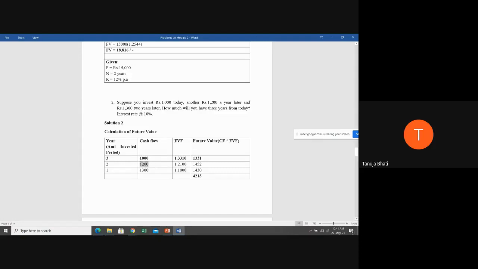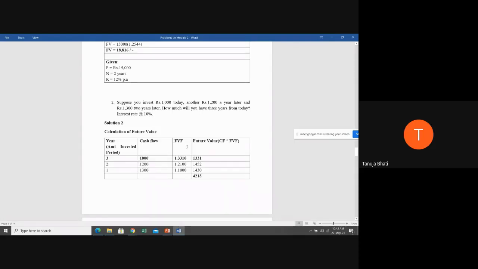Now 1,200 you're investing after a year. So after 1 year up to 3 years, what is the difference? 2 years. So you're investing for 2 years. And 1,300 2 years later. So after 2 years later up to 3 years, what is the difference? Only 1 year. So 1 year. Now what you have to do, students, you have to calculate the future value factor. Now when I say future value factor, consider this as a single cash flow for each particular year.